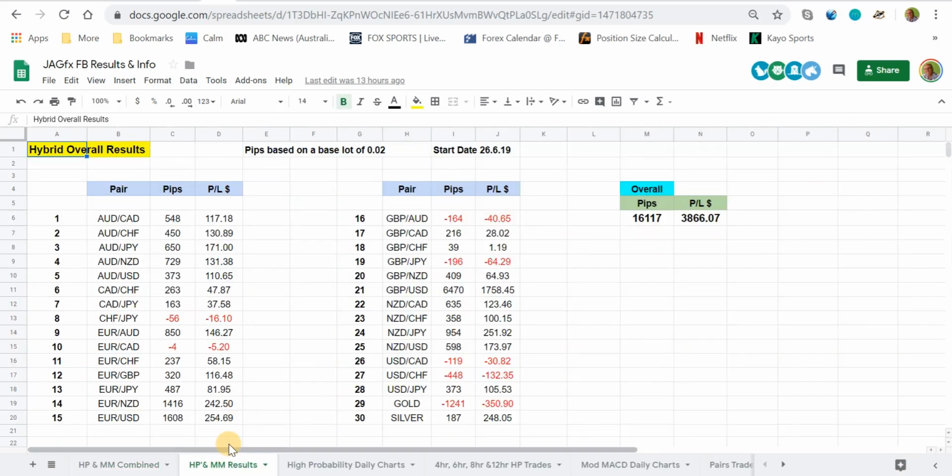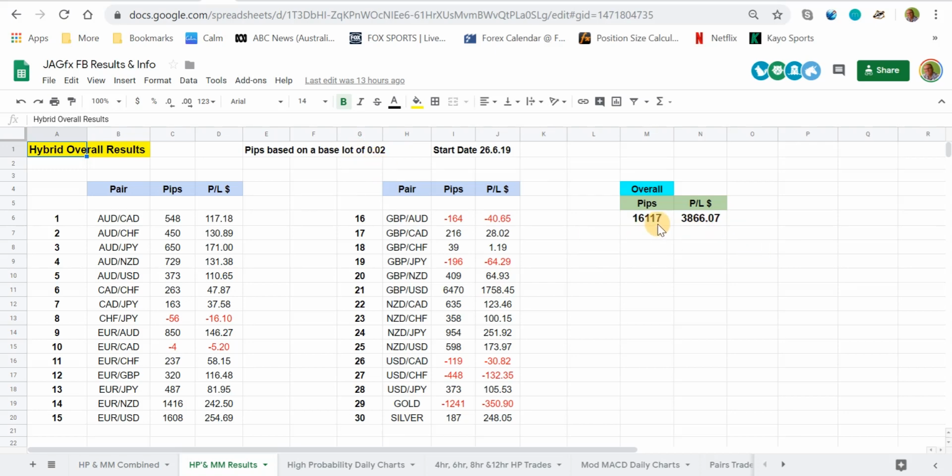If you slip over to the second page, HP and MM results, it just shows each pair. I'm just trying to keep a bit of a record, see which pairs are good and which pairs aren't. Pips and dollar amount, you can see it all, start date. All the dollar amounts and all the pips are based on a base lot of 0.02. That's what I originally go on every trade with, so I base everything off that. So if I close a trade, it's only 0.01 and it's 100 pips, it's not 100 pips, it's 50 pips because I'm basing it on 0.02.